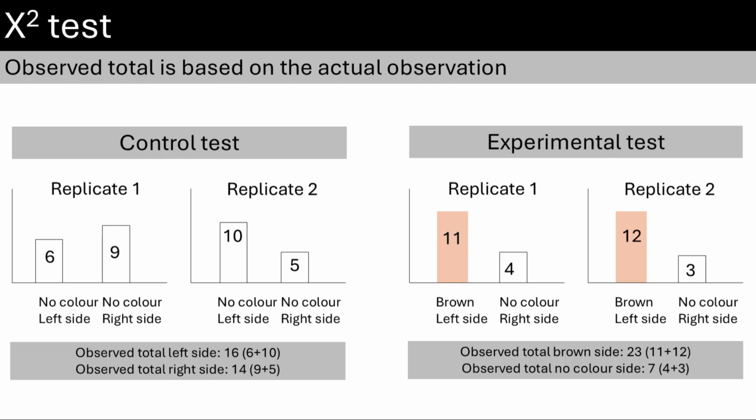Now, when calculating the observed total, the number is based on your actual observations. Let's say I observe 6 and 10 wood bugs preferring the left side. For the observed total on the left side, you would add the number of wood bugs found on the left side in replicate 1 and replicate 2, which would be 16.